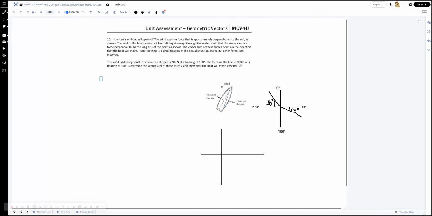The beauty of compartmentalization of vectors is that the horizontal component of one vector added to the horizontal component of another vector, same thing with vertical components, equals the horizontal component of the resultant vector. So let's do that. Fx, the horizontal component of the resultant vector, is equal to F1 cos theta plus F2 cos theta. Perfect. Let's plug that in.